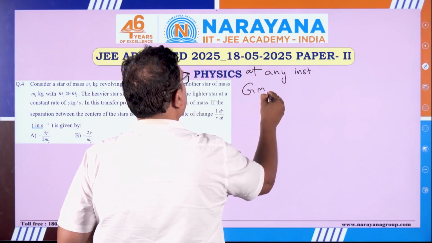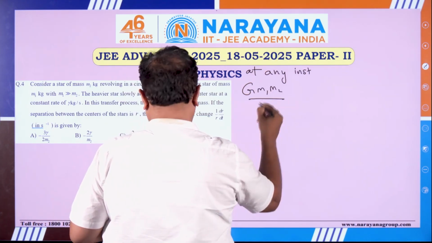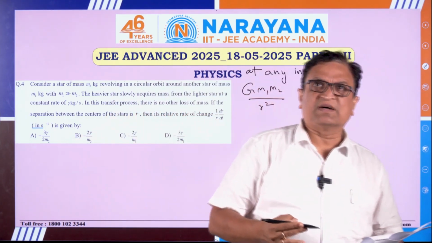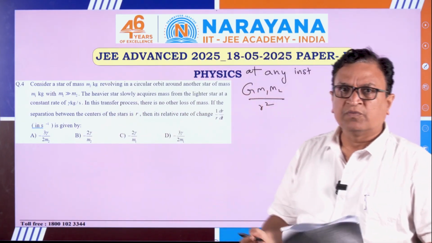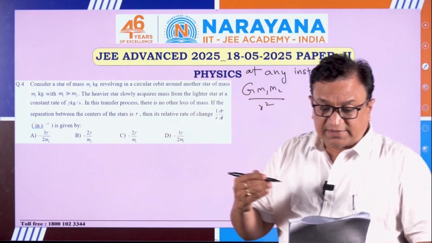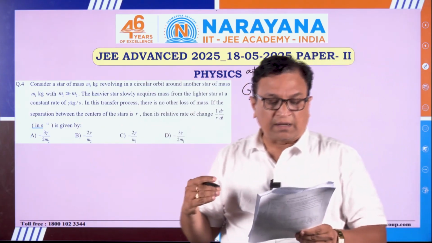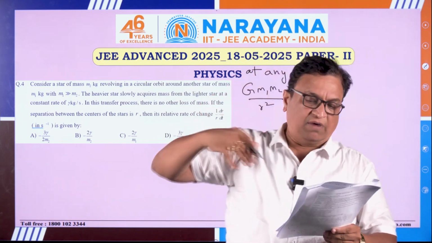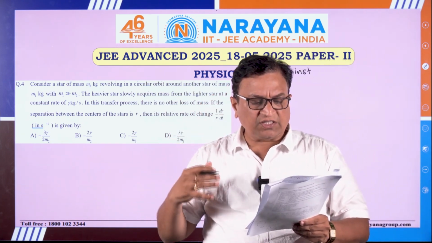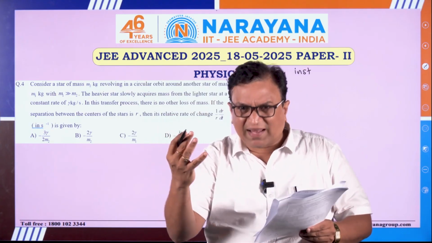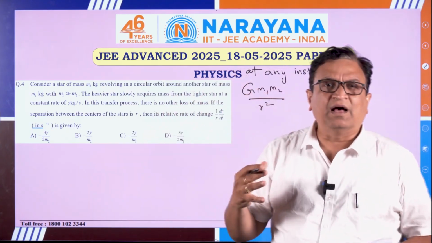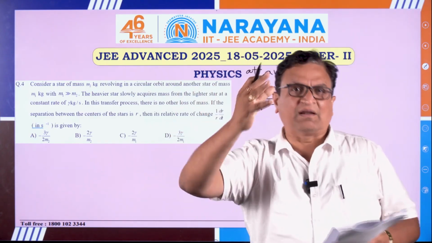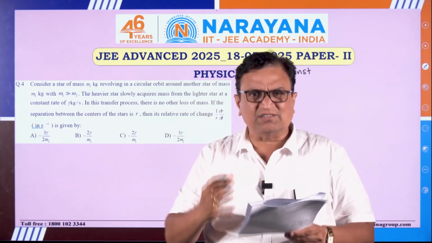G M1 M2 by R square. We are assuming one star as of mass M1, the other star as of mass M2. And here one is moving around the other. M2, which is a lighter one, is moving around M1. So the heavier star slowly acquires mass. In astronomy, they will show one black hole swallowing another one, something like this. A similar situation.